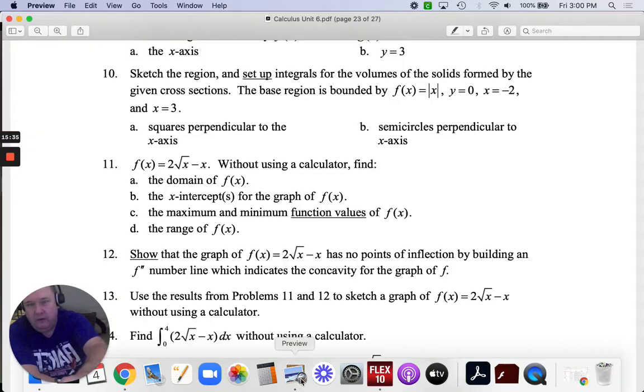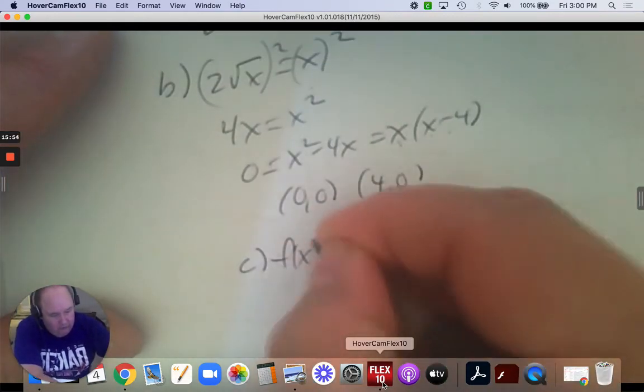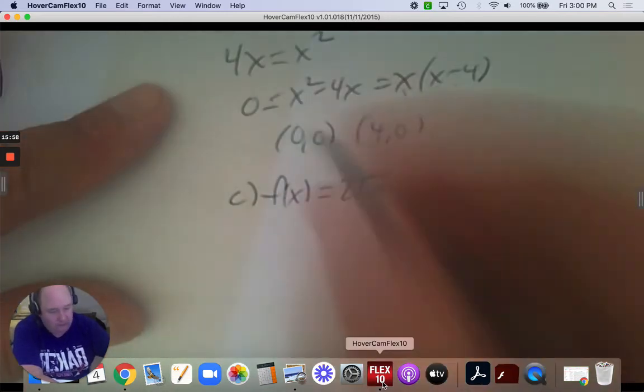The next question, the maximum and minimum function values of f of x. So is there a maximum and a minimum function value of this? That's calculus. So that's going to require the derivative. So to find maximum or minimum, take the derivative.